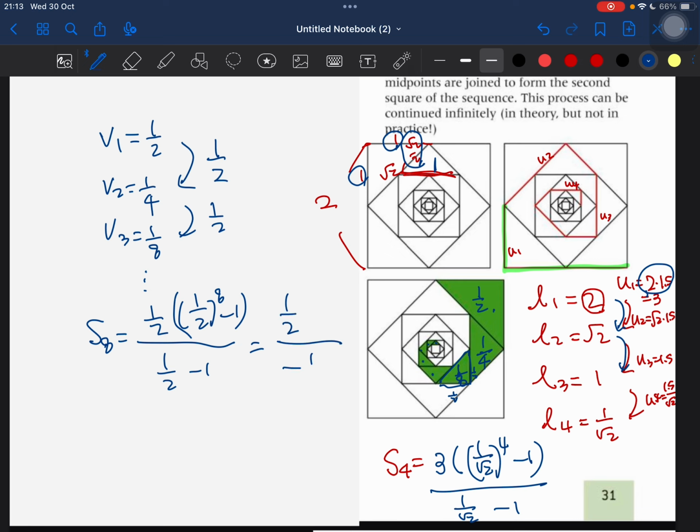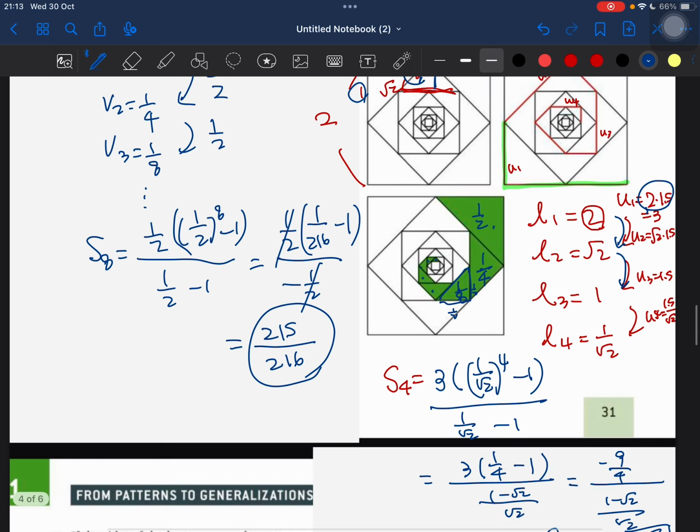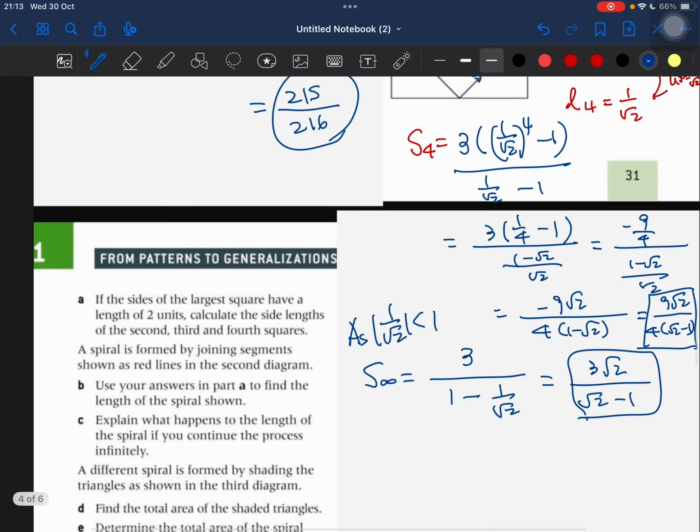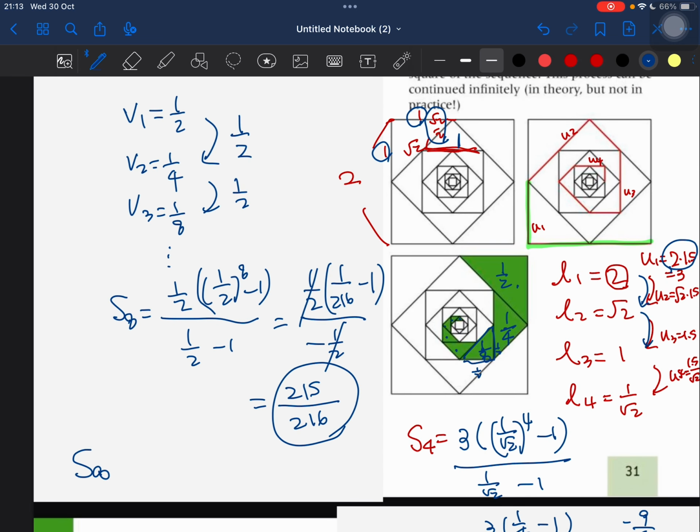1 over 2, negative 1 over 2, 2 to the 8, which is 256, minus 1. So like this. So 255 over 256. This is the area of the green zone. Determine the total area of the spiral if we continue indefinitely. So again, this is S infinite: 1 over 2 over 1 minus 1 over 2. So the answer is 1.